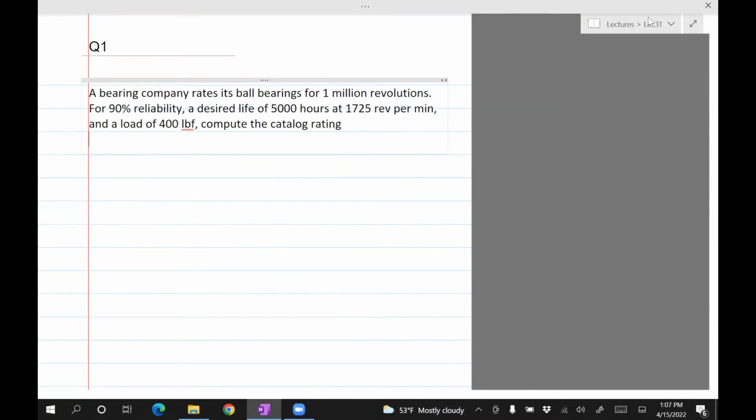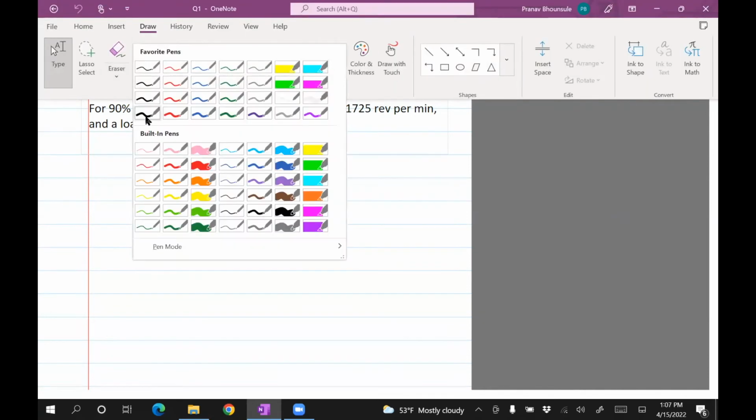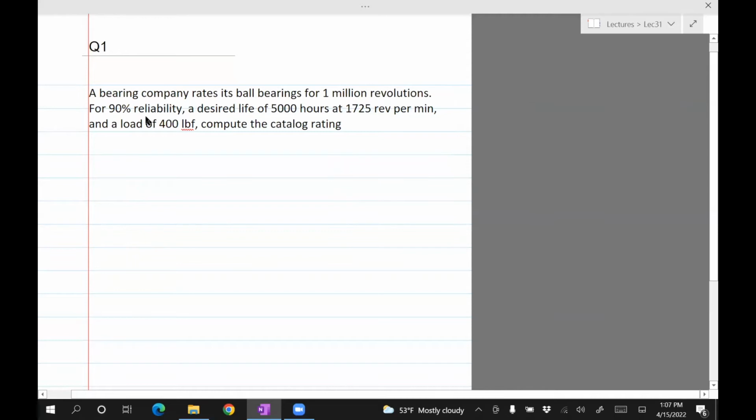A bearing company rates its ball bearings for 1 million revolutions for 90% reliability, a desired life of 5,000 hours at 1725 revs per minute, and a load of 400 lbf. Compute the catalog rating. When we talk about catalog rating, we are talking about the C10 rating. So that is the unknown.